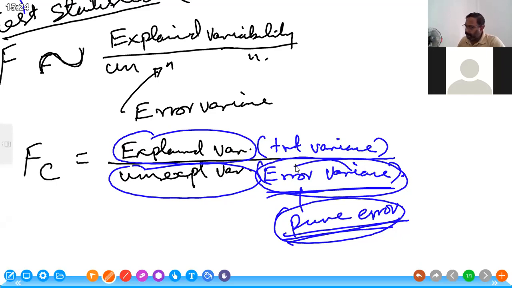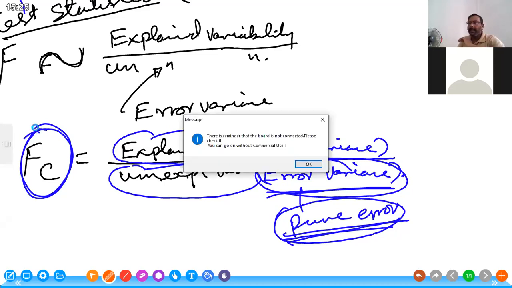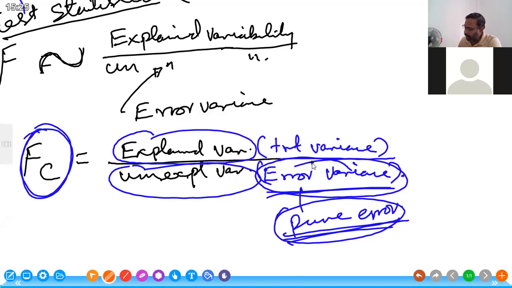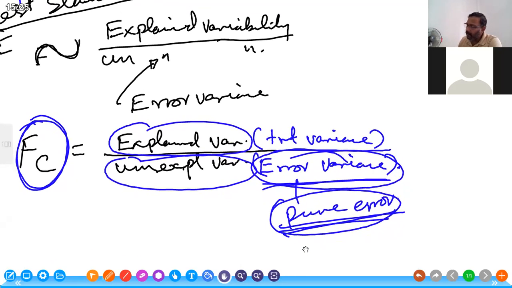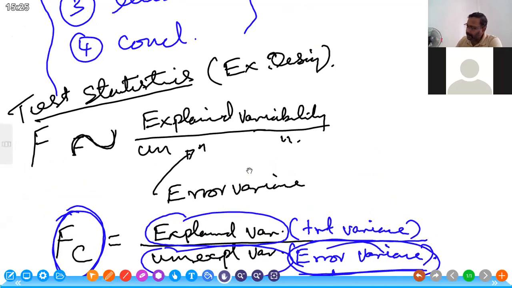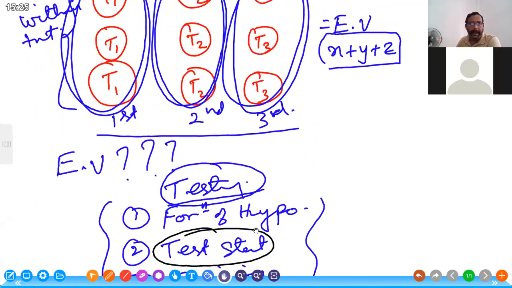Why? Because we want to make a decision based on the test statistic. The calculated value is based on the ratio between these two quantities: one is explained variability, the other is unexplained variability. So that is why we need this error variance.